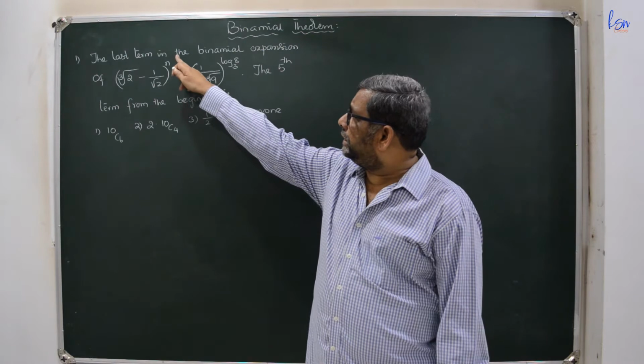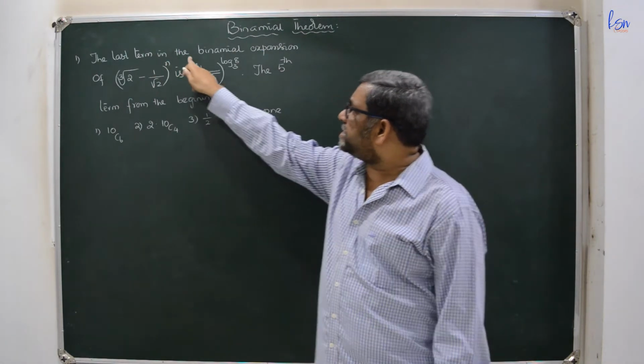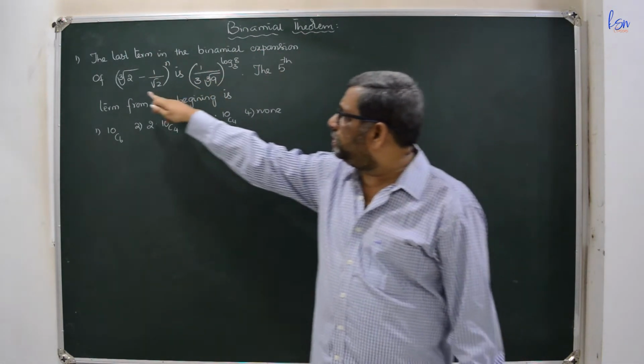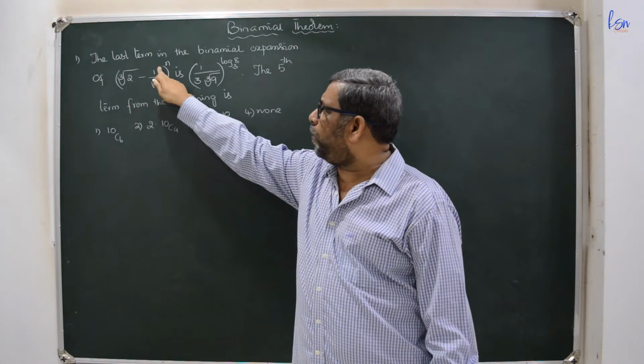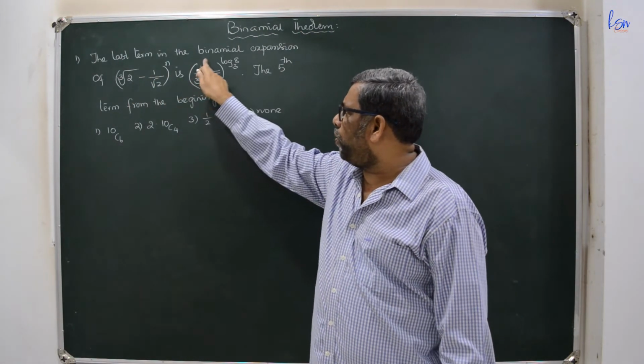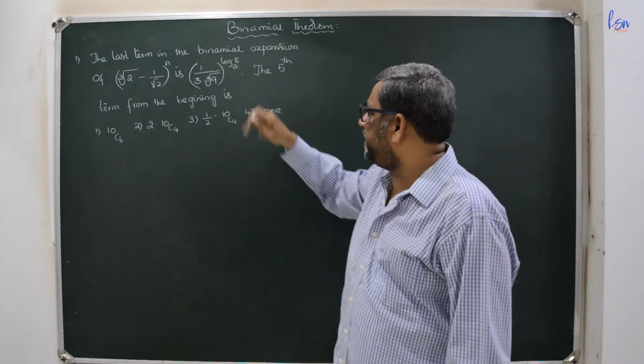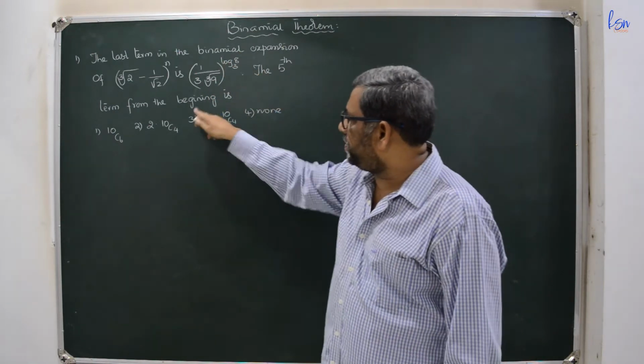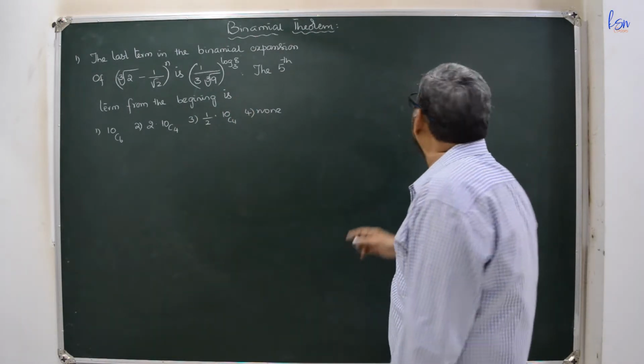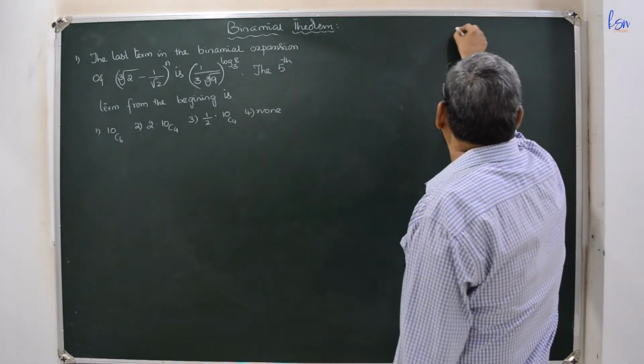Here the first problem is: the last term in the binomial expansion of (cube root of 2 minus 1 by root 2) whole power n is 1 by 3 into (cube root of 9) whole power log 8 base 3. Then the fifth term from the beginning is, these are the options. Now we will write the expansion here.